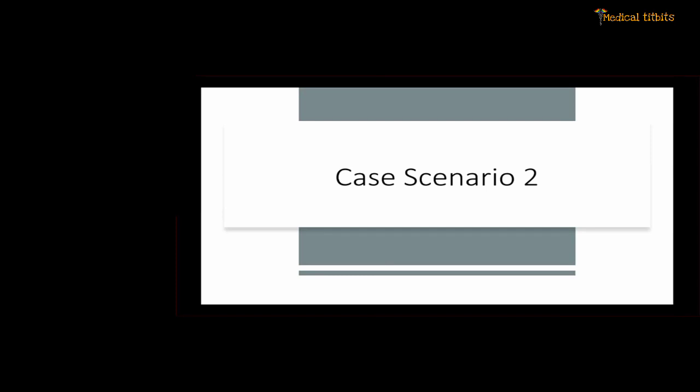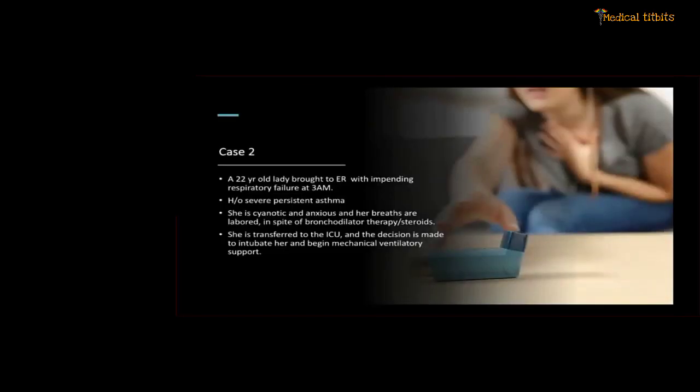We'll take one more scenario to discuss how you set the initial settings. Here there is a 22-year-old lady brought to the emergency room with impending respiratory failure at early morning 3 a.m. There is a history of severe persistent asthma. She is already cyanotic and anxious, and her breaths are labored in spite of bronchodilator therapy and steroids. Now she is transferred to the ICU. The decision is made to intubate and begin mechanical ventilatory support.